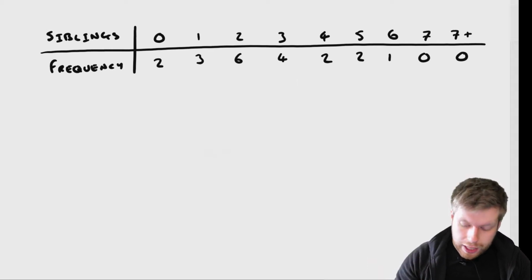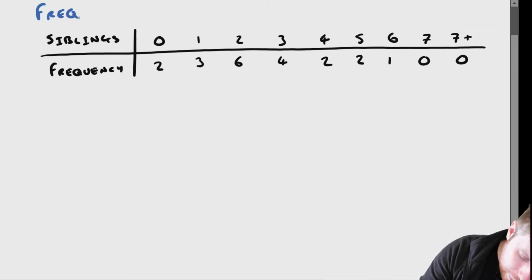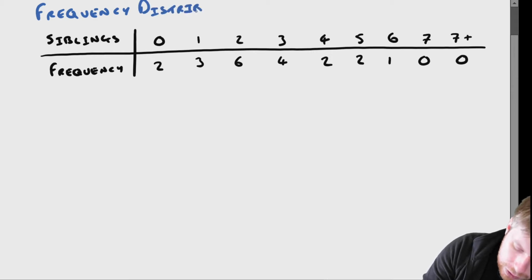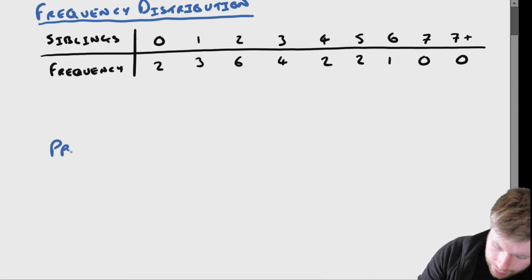So this at the moment would be called a frequency distribution, because it's simply talking about frequencies. It's simply talking about how many people have each of those number of siblings. So this would be a frequency distribution. My question is then, how do we convert this into a probability distribution?